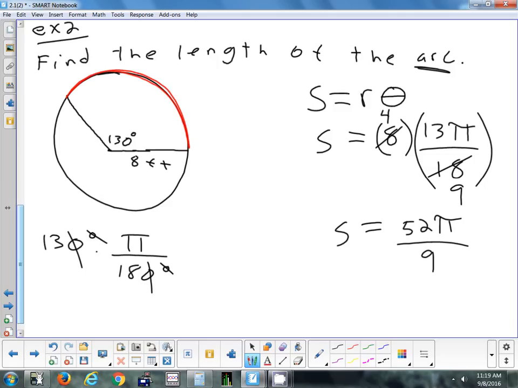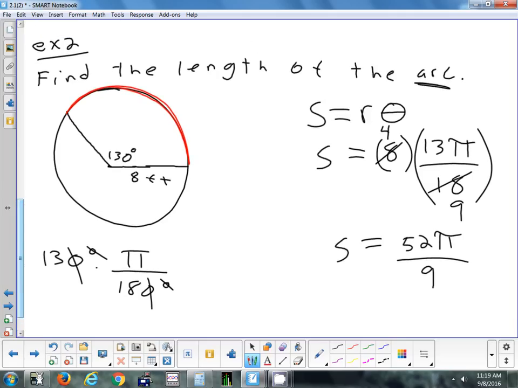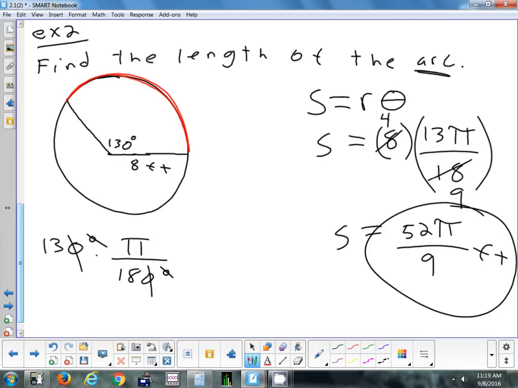Okay, and what does that number represent? Is that an arc length? Is that an angle? Or is that a radius? Okay, it's equal to S, so that's an arc length. So what should be my unit on length this time? Feet. Okay. Any questions on that one? Very similar to the first one. The only extra step, you've got to convert degrees to radians.